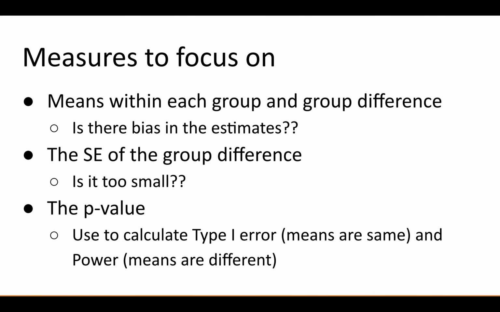Okay. Here are the measures we're going to focus on. We could just look at p-values, but then you don't know why the type 1 error was preserved or not preserved or what's driving power. So we're going to first look at the numerator of our statistic, which is just the mean. So we're going to look at the means within each group as well as the group difference. And then we're going to look at the standard errors. If standard errors are too small or too big, that's bad. In this case, I guess I'm spoiling the surprise, but they're going to end up being too small.